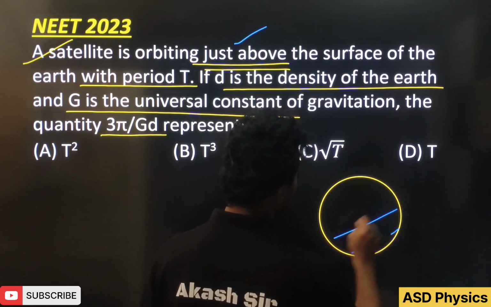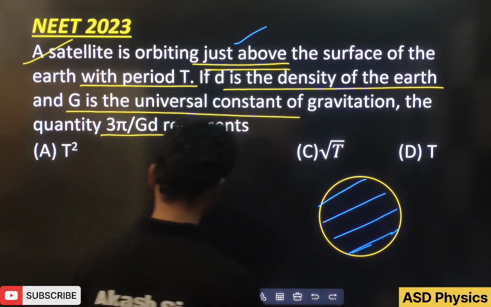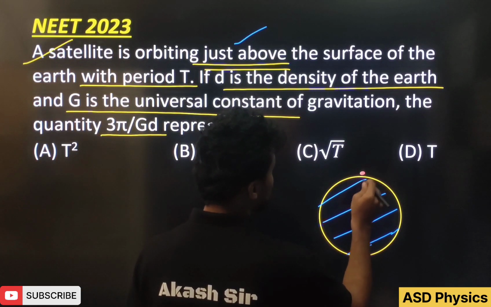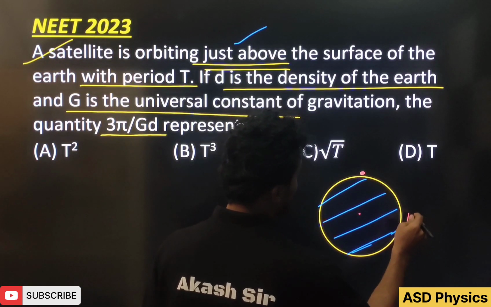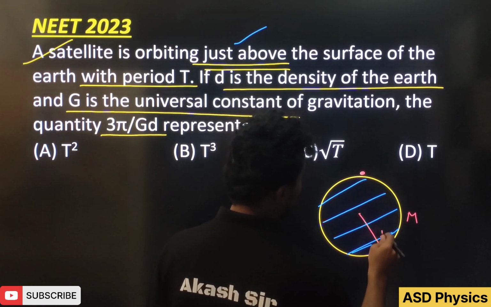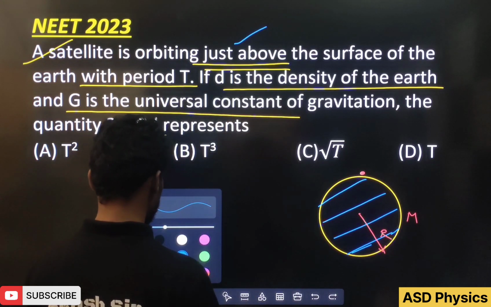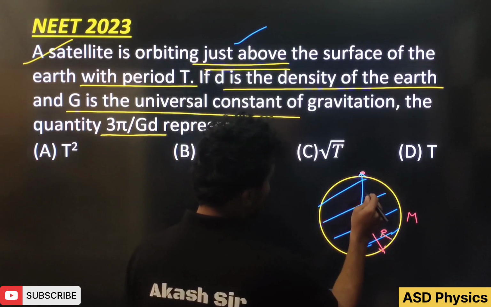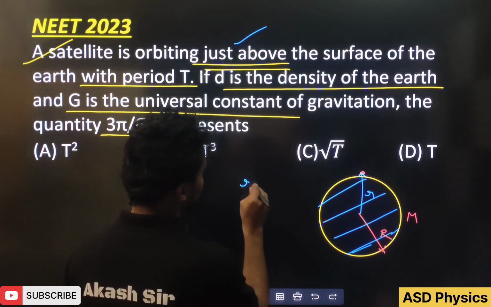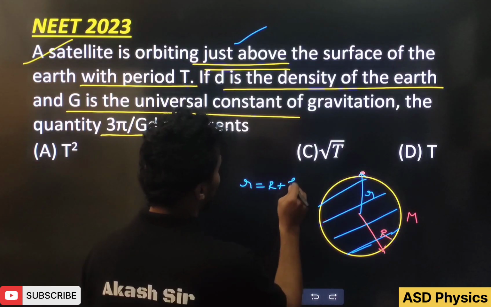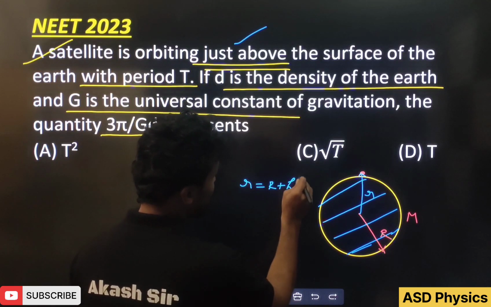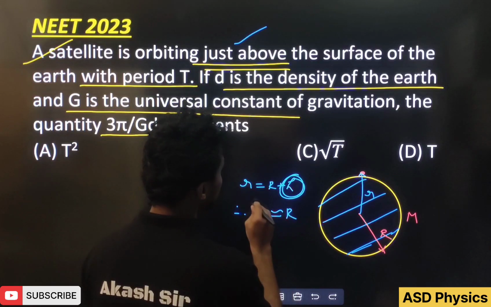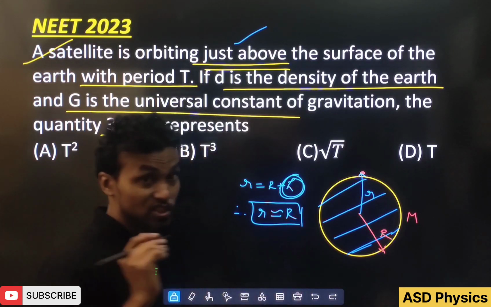Okay, so for example, this is my earth here, and one satellite is revolving here, not near. So this is the mass m, radius R, and this is the orbital radius r. Just above means, you know very well, the orbital radius r can be written as r equal to R plus h, and this h will be very negligible, so hence we can say r is approximately capital R, just above.